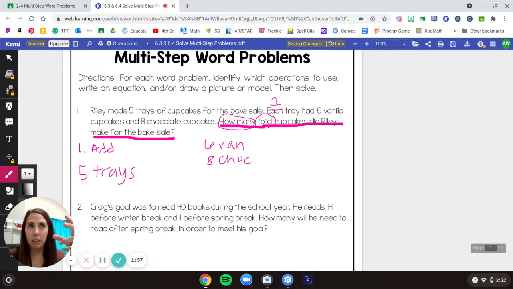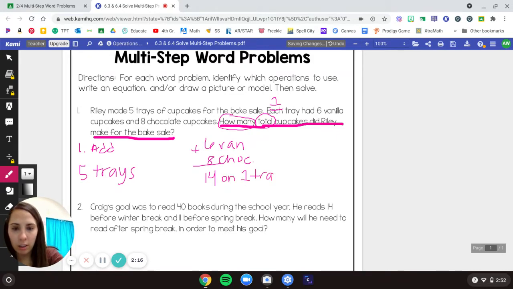But how many cupcakes are on a tray? We know we have 6 and 8. What can we do with those numbers to figure out how much is on 1 tray? We can add. All right, so let's add those together. 6 plus 8 is 14. All right, so we know 14 on 1 tray. The thing to make us the most successful at word problems is to remember, what is this 14 for? It's for that 1 tray.